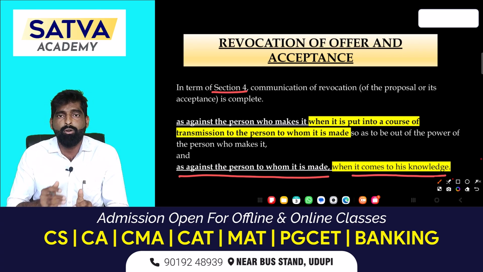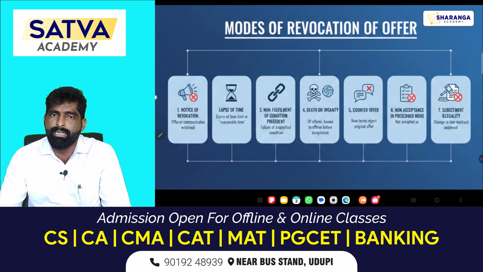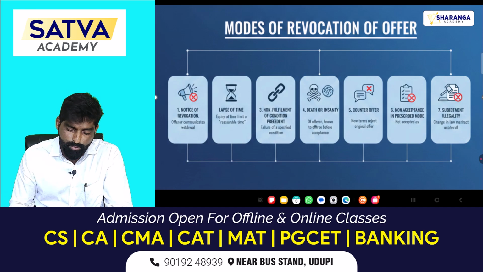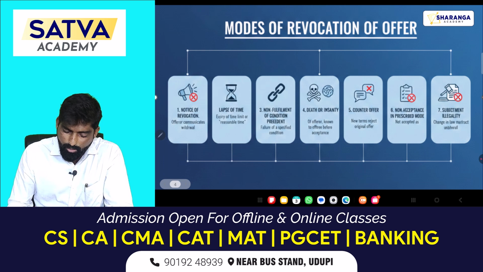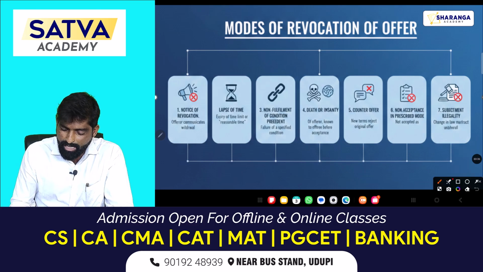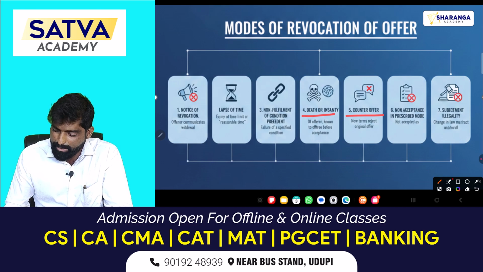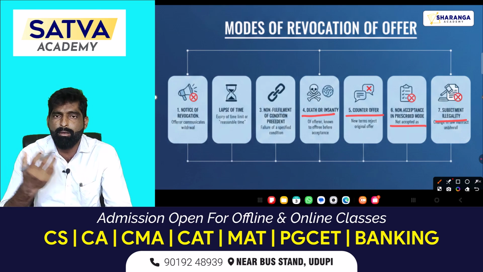So let's see the modes of revocation. There are many modes of revocation. How can we revoke the offer and acceptance? First one, by giving notice. Second one, by lapse of time. Third one, by non-fulfillment of a condition precedent. Fourth one, death or insanity. Fifth one, counter offer. Sixth one, non-acceptance in the prescribed mode. And seventh one is subsequent illegality. So these are all the modes of revocation of offer and acceptance. Let's see them one by one.